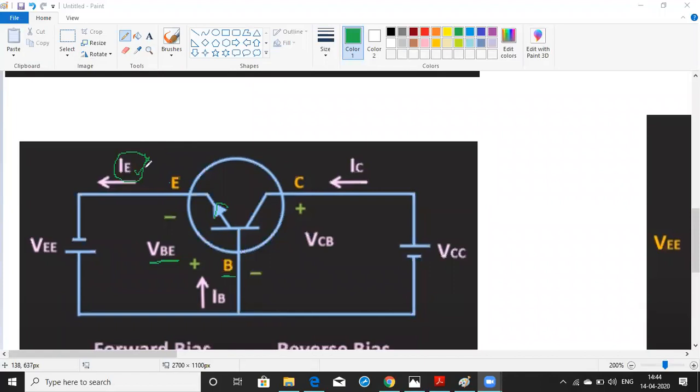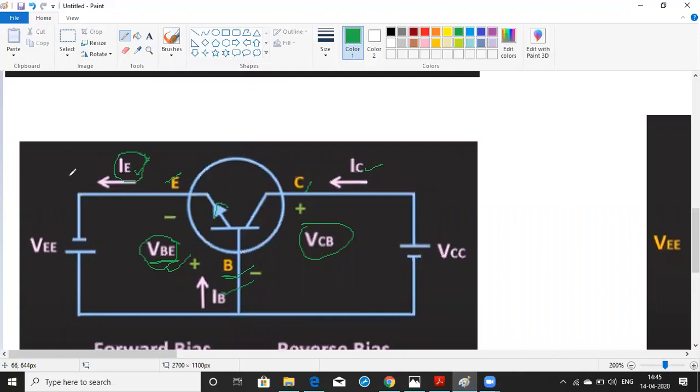So now what happens? See, this emitter current is nothing but a summation of the collector current and the base current. And what are these two voltages? Base emitter voltage is the voltage drop between the base voltage and the emitter voltage. And this is also a voltage difference between the collector and base. We are going to call them base emitter voltage and collector base voltage.